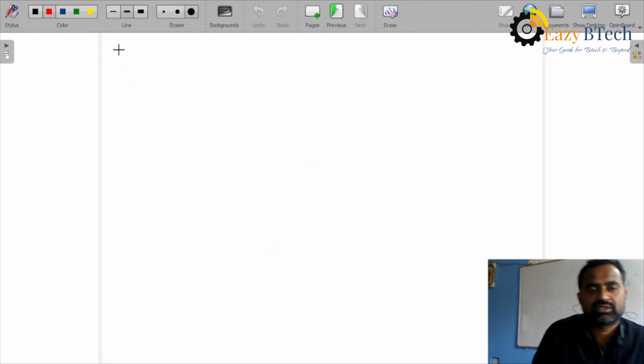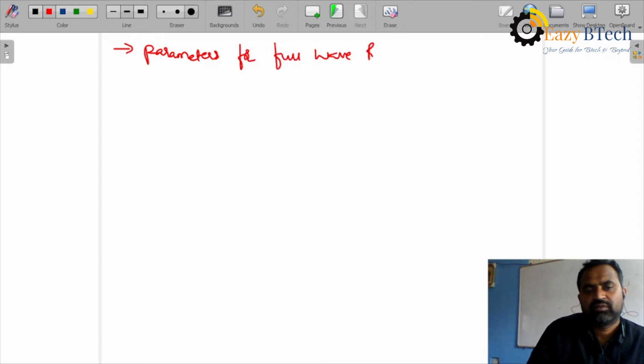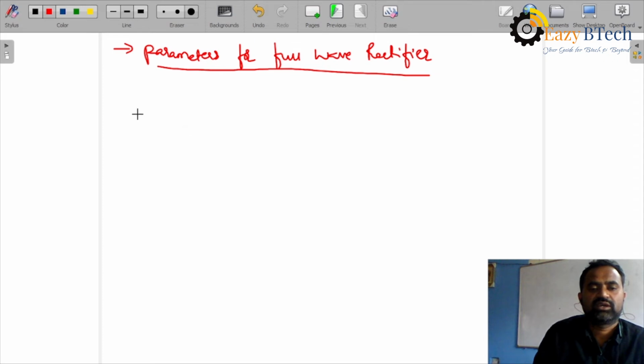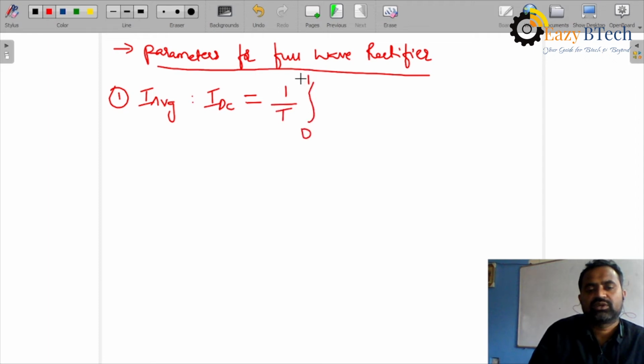Okay students, today we will discuss the next topic, that is parameters for full wave rectifier. Parameters for full wave rectifier. Now you can see here, same, the first parameter is average value, I average or IDC. This also same, 1 by T integral 0 to T I into d alpha.